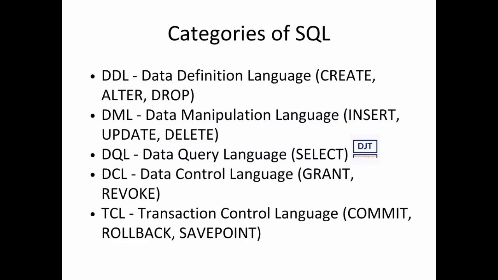Then we have data query language, which is used to query the data. So you can use select. So you select from a database. Then we have data control language that gives people permission or access. We can have something like grant or revoke. Then we have transaction control language that manages transactions. Examples are commit, rollback, or savepoint.